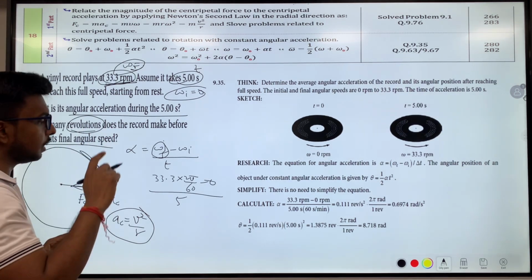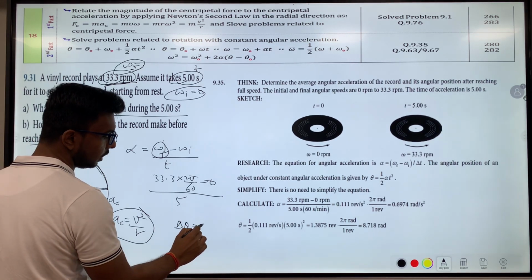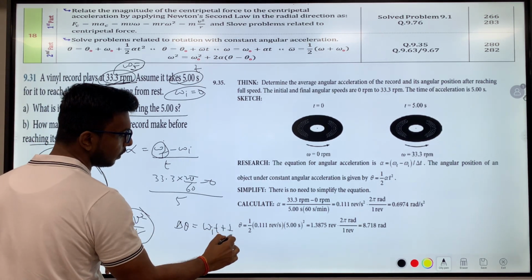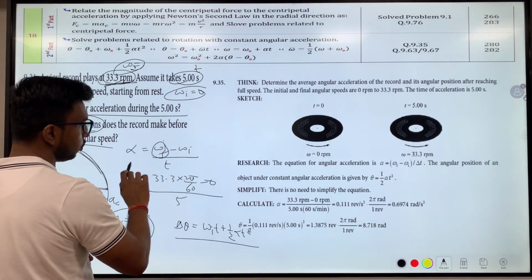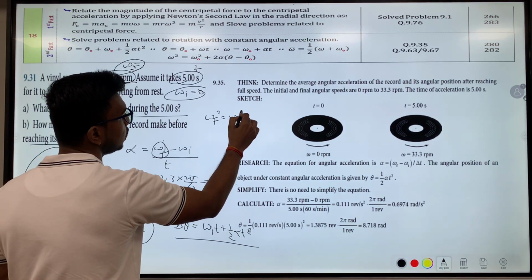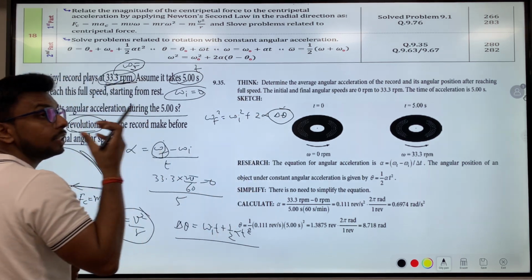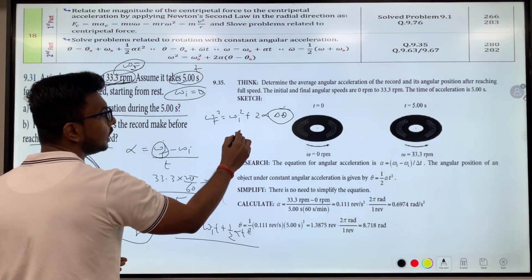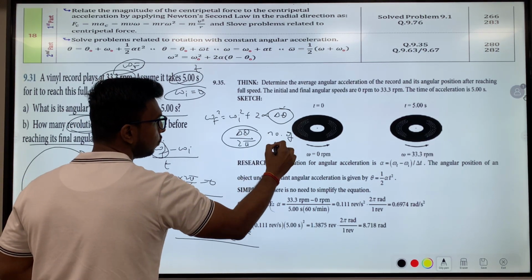In one revolution, it takes 2 pi angle. So first, we need to find out what is the angle traced. So delta theta is equal to omega initial t plus half alpha t square. I can use this. I can use the previous one also because I have the omega final, omega initial. So omega final square is equal to omega initial square plus 2 alpha delta theta. Once I get the delta theta, that is the displacement, I can divide that delta theta by 2 pi and I will get the number of rotations or number of revs.